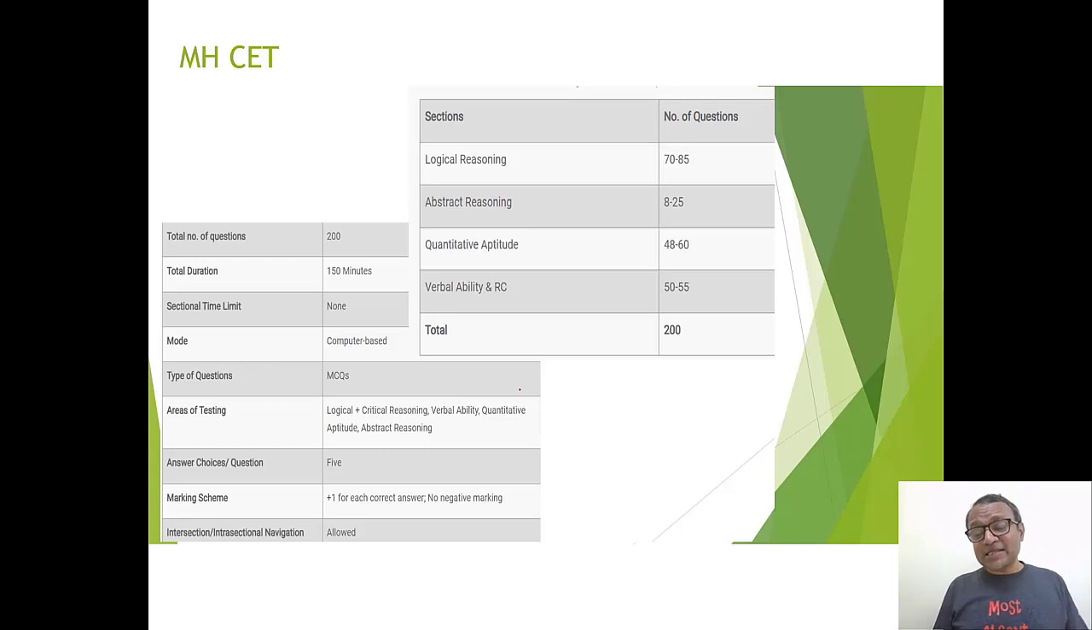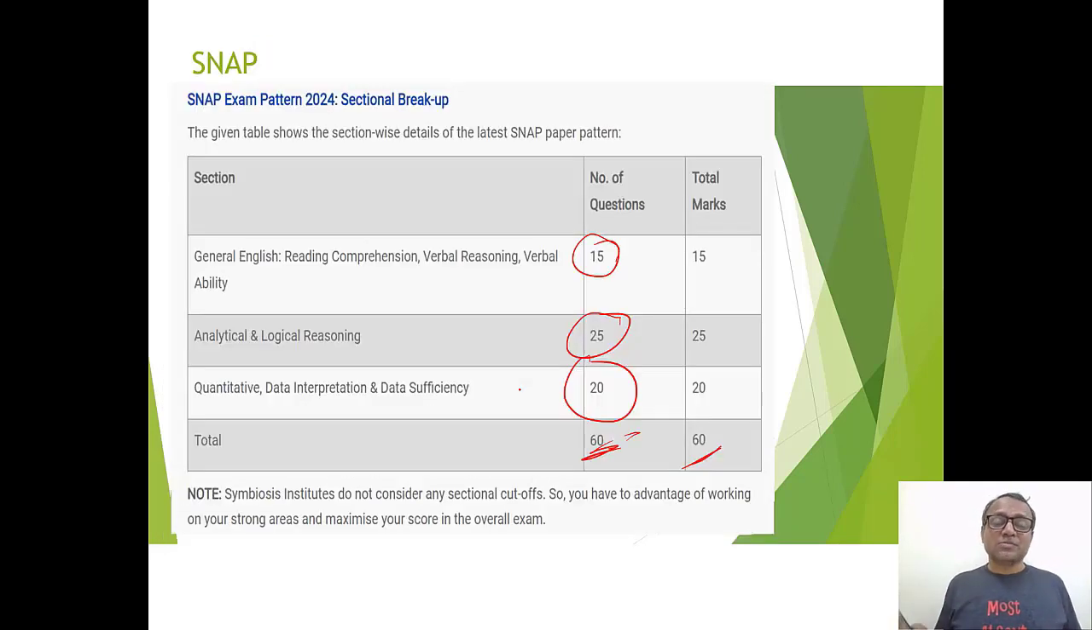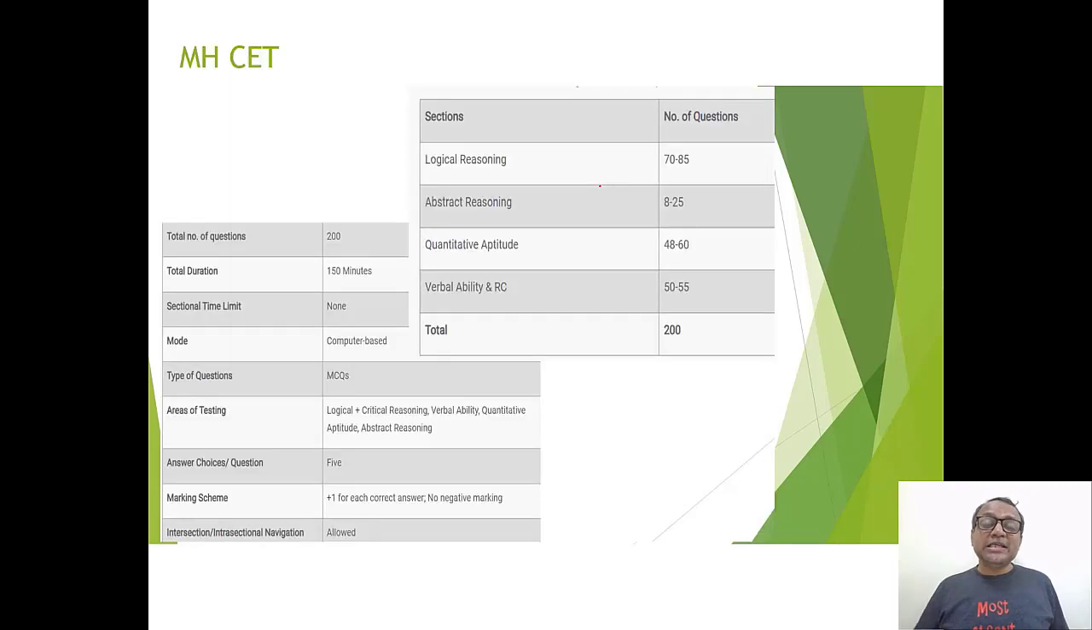CET is for Maharashtra, no, Symbiosis. SNAP was for the Symbiosis colleges. NMAT was for Narsee Monjee, but there are other colleges which take NMAT, from Somaiya and other colleges. But SNAP is only for the Symbiosis based colleges. Among the Symbiosis colleges, the best one is SIBM Pune, then there is SCMHRD, SIIB, and other colleges.